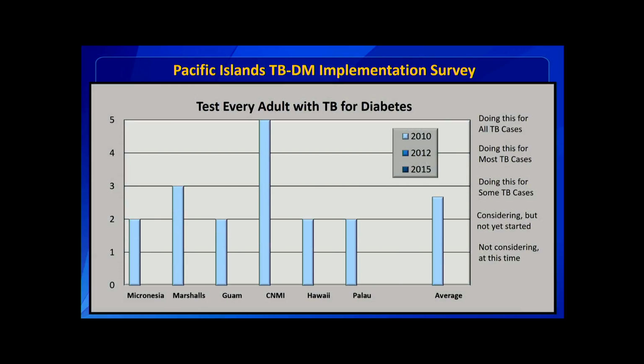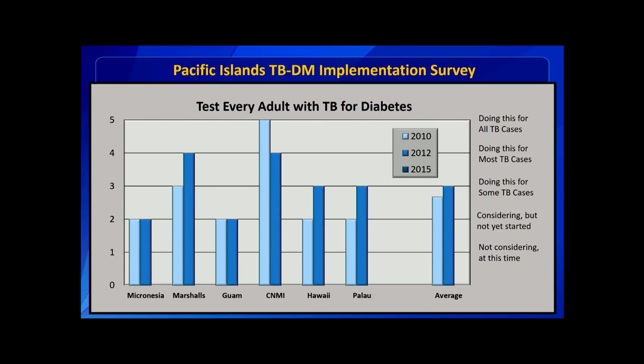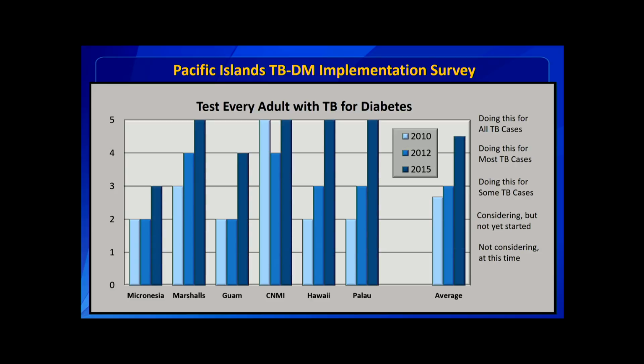So for the first survey, you can see there's 6 islands up there. The average is somewhere between considering but not yet started and doing this for some TB cases. You can see where I'd come from in Saipan. We'd actually been testing every adult with TB for diabetes for quite some time, but it hadn't yet caught on in 2010. By 2012, you can see that the numbers were improving, and the recent survey has showed a remarkable increase in being able to test every adult with TB for diabetes. And the average is actually that nearly all TB cases are getting this done now.